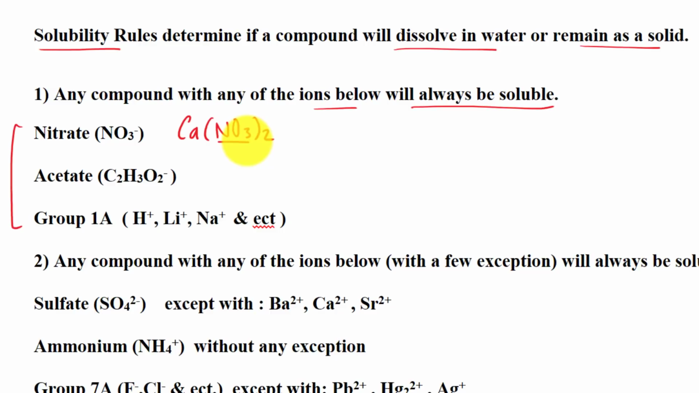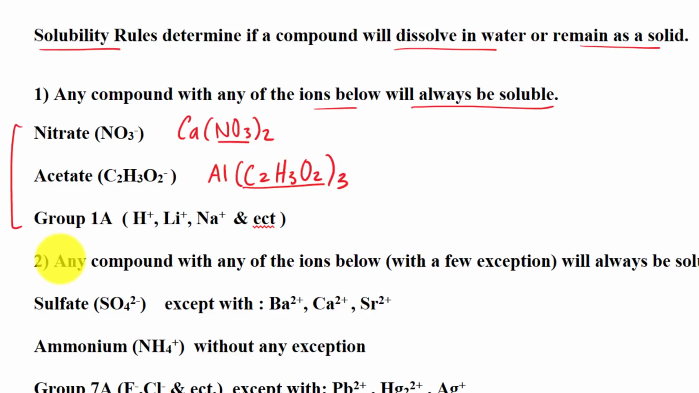The same thing with acetate. Any compound with the acetate ion will always be soluble. For example, let's make up this compound right here. We have Al(C2H3O2)3, and there are 3 of them. Because the acetate is in this compound, it makes this compound soluble.